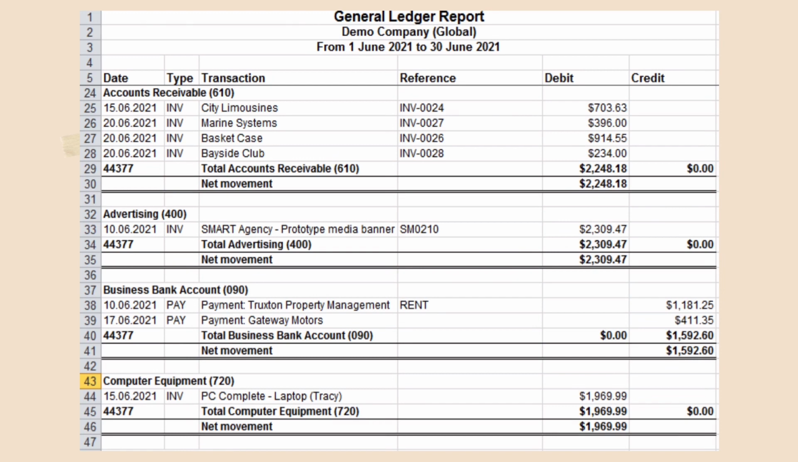This is an example of a general ledger. We have the date, the type of transaction, the name of the transaction, the reference, and the debit and the credit side. The amounts are then populated according to the structure.